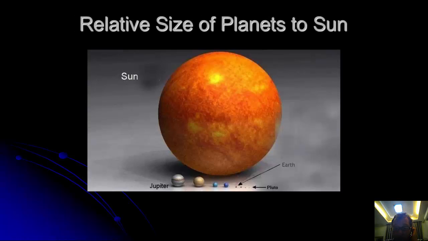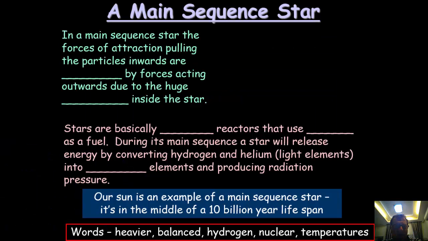All of these things rotate around our sun. The sun is a star in the middle of the solar system, and it is far more massive than any of the planets that we have. As it happens, our sun is known as a main sequence star. Now that just means it is a star living a very normal life.